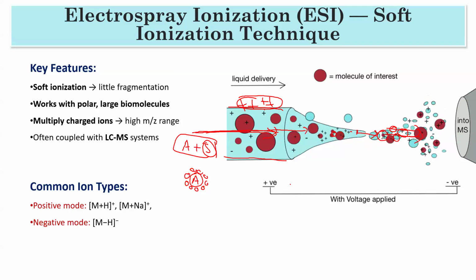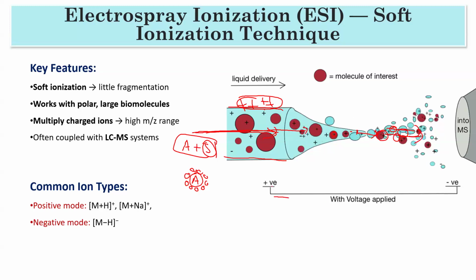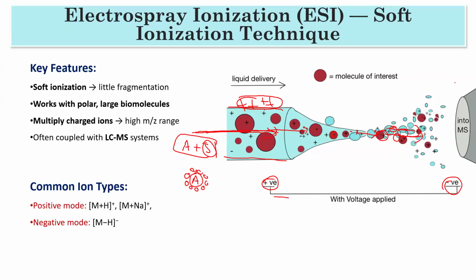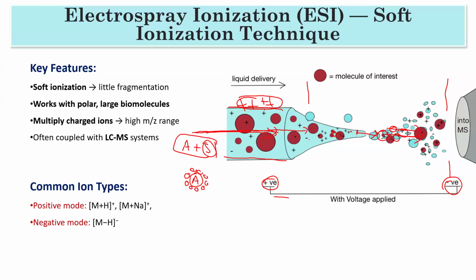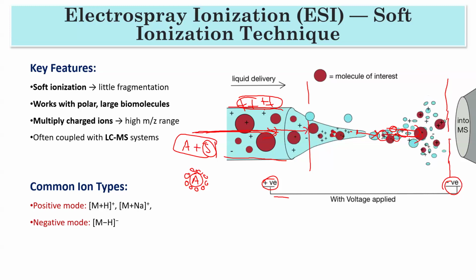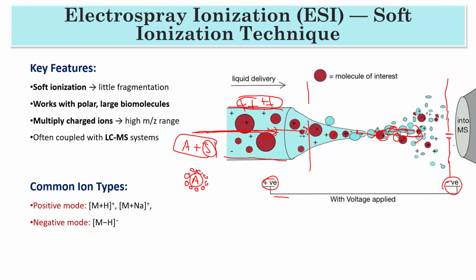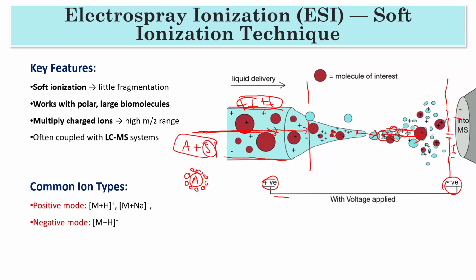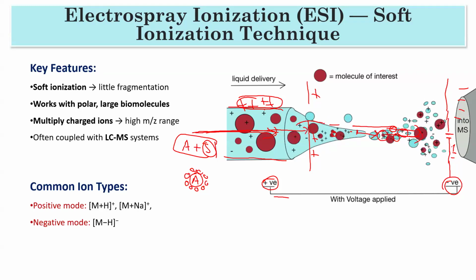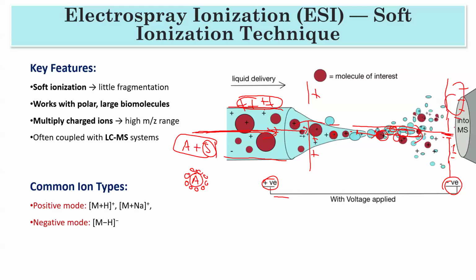Why is it moving? We have applied the voltage. Here you have positive voltage, and here you have negative voltage. You don't need a very large opening, this is a very small slit, and you have maybe negative charge here and positive charge there. So when your molecules come from this slit, they will go to here because of this difference, and then they will go to the mass analyzer.